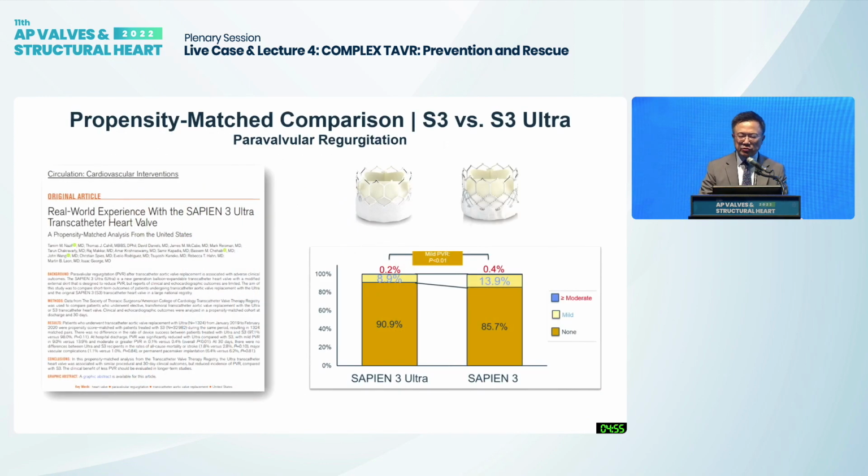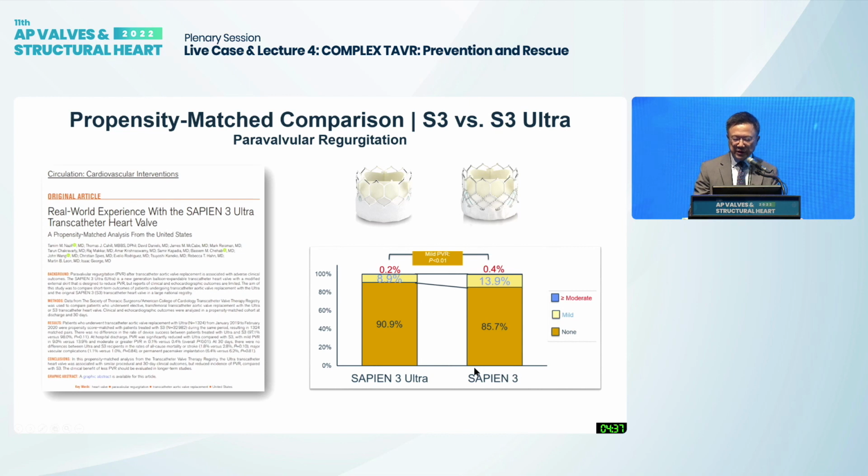But we now don't use the S3. We all pretty much now have migrated to the S3 Ultra. And what does the S3 Ultra do? The S3 Ultra, as you all know, has an outer cuff a little higher that hopefully seals the annulus a little bit better. And this is shown in some data.